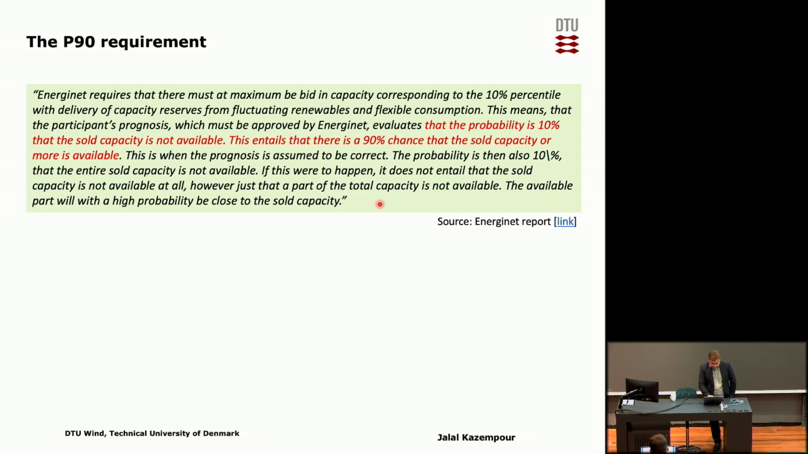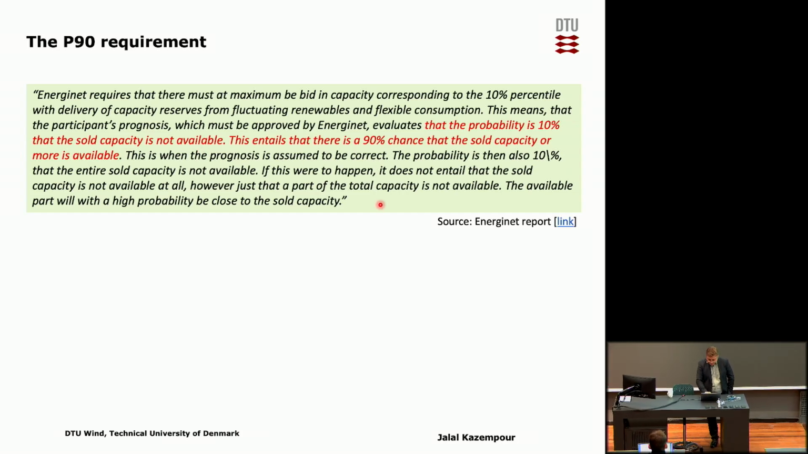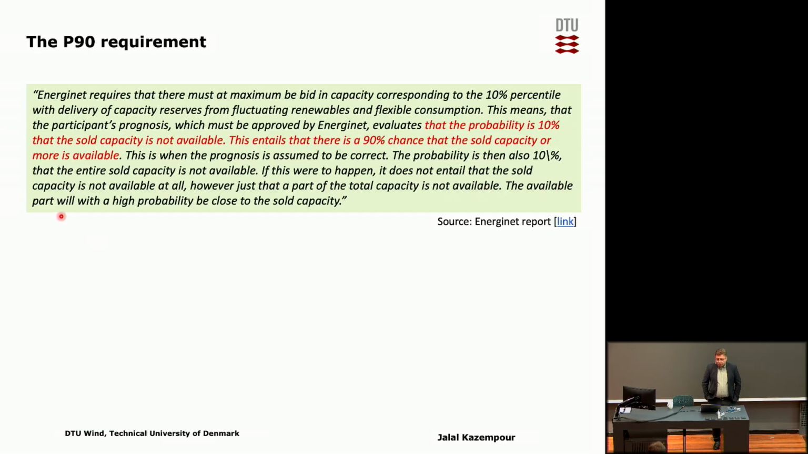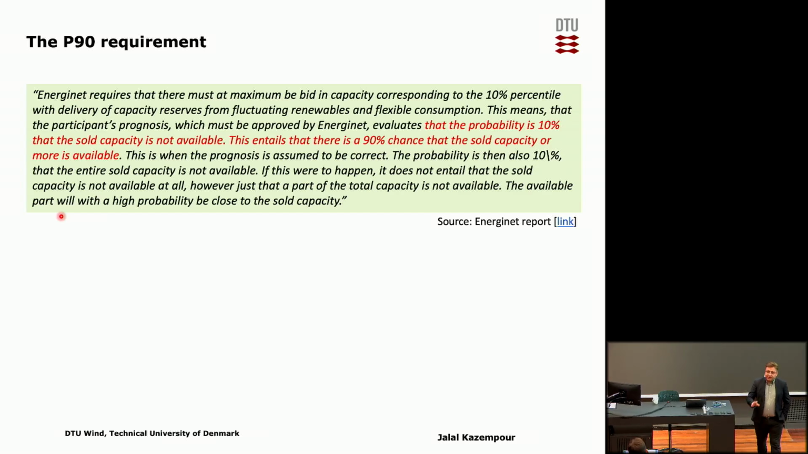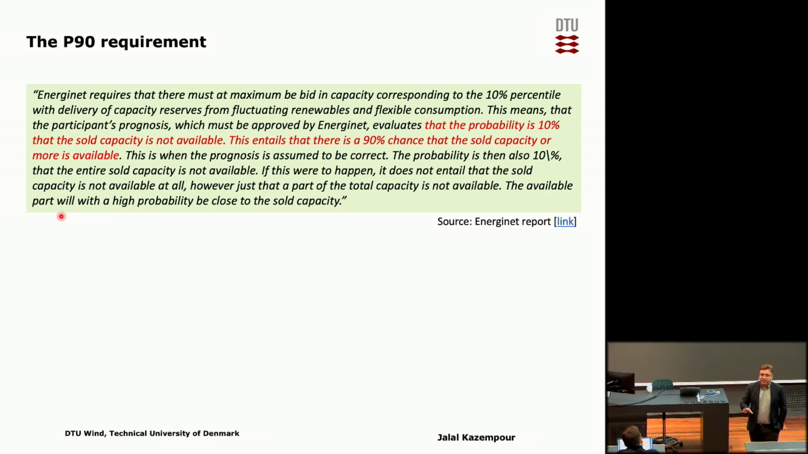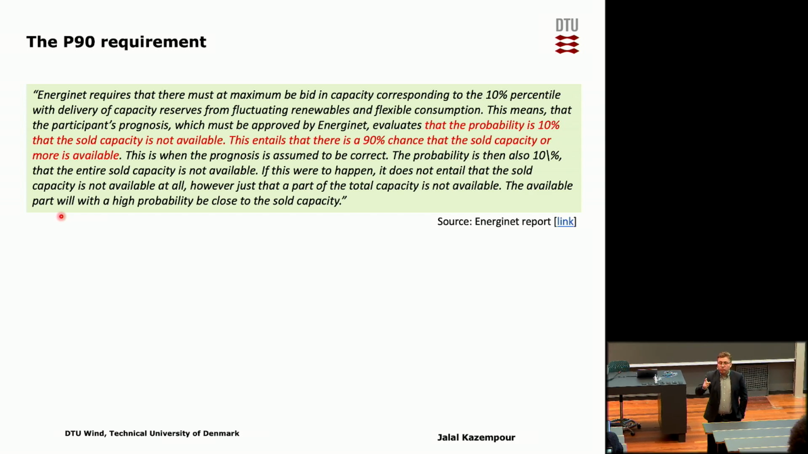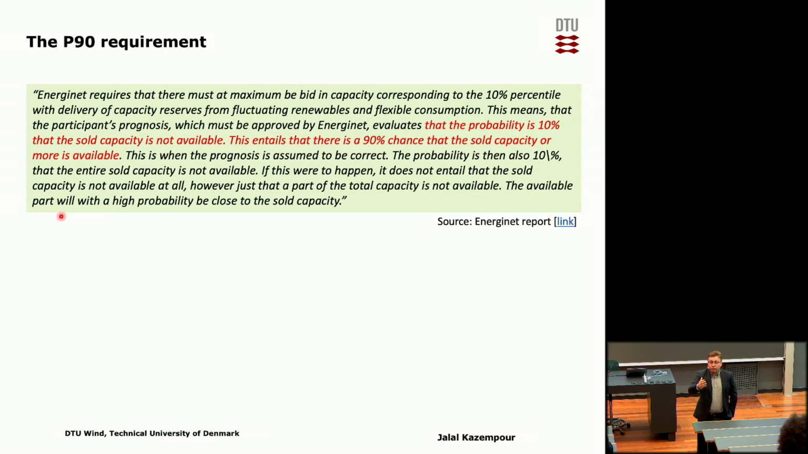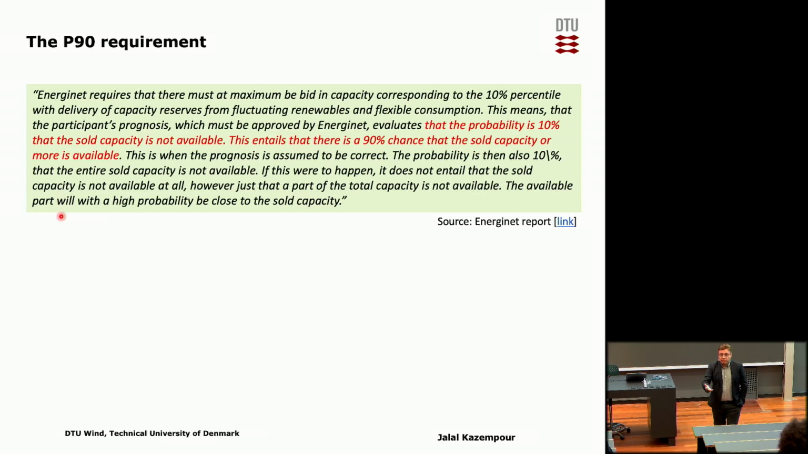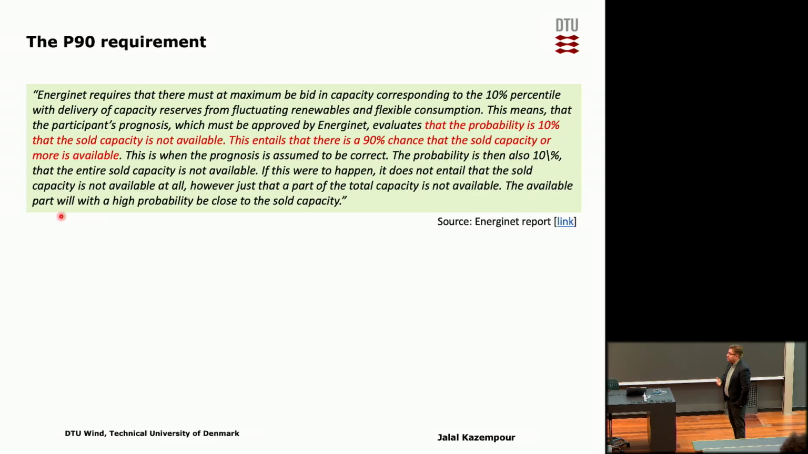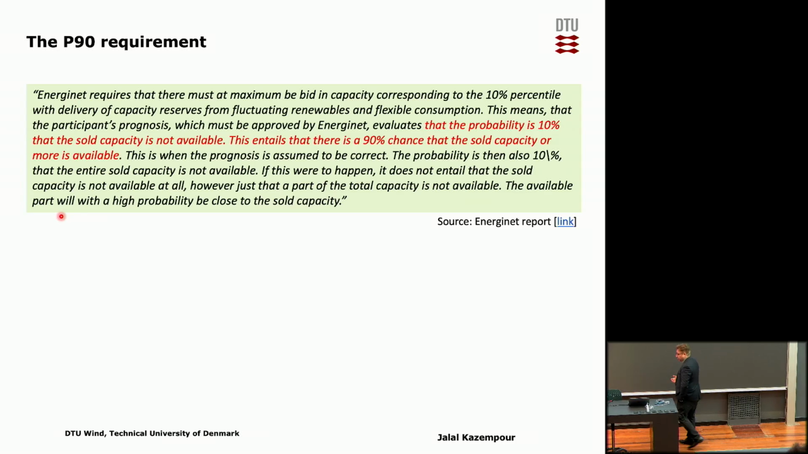One also interesting thing is the last sentence. The available part will, with a high probability, be close to the sold capacity. It says that, okay, 10% of the times you may fail, but it's still about the magnitude of failure. You are expected to have a small failure. That's the last sentence about the magnitude.